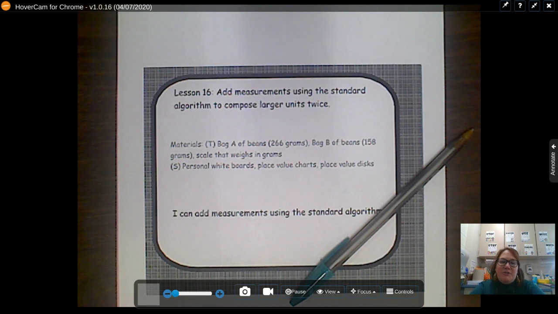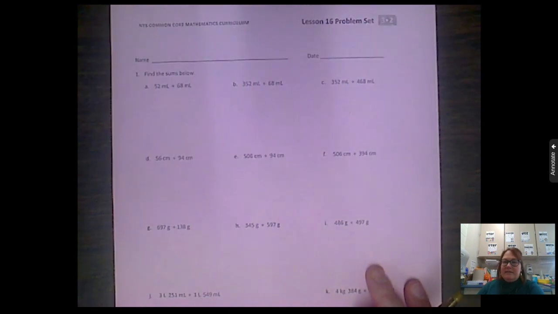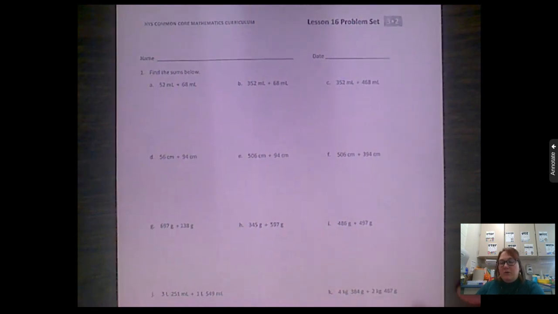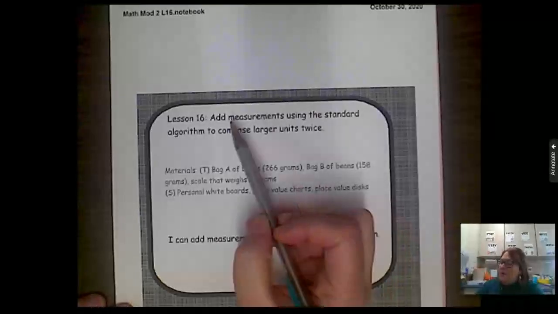Hello, mathematicians. We are here together today and we are starting lesson 16 in math. So in front of you, you need your pink problem set, lesson 16, it looks like that. So we are continuing on with what we worked on yesterday, which would be 2 and 3 digit addition with the algorithm. So if we look at our objective and our I can statement, we're adding measurements.